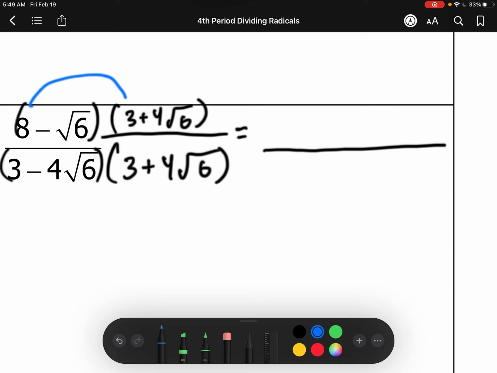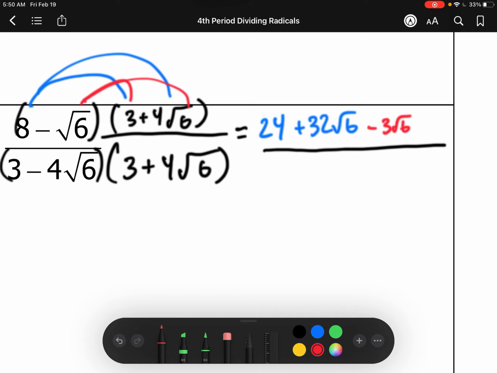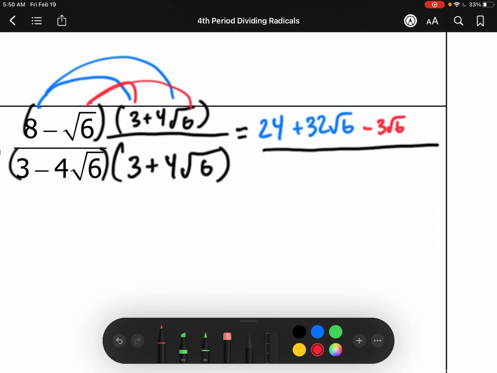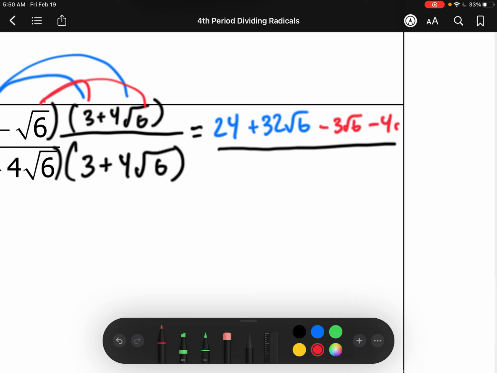So we have 8 times 3, which is 24. Then we have 8 times 4 times the square root of 6. So 8 times 4 is 32. So this is plus 32 times the square root of 6, right? Next, I'm distributing minus the square root of 6. So minus the square root of 6 times 3 is going to be minus 3 times the square root of 6, right? And then minus square root of 6 times 4 times the square root of 6 is going to be giving us minus 4 times the square root of 36, right?